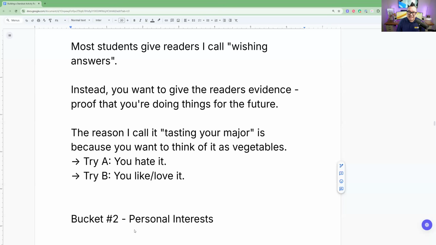So we call it tasting your major on purpose, because I tell students, let's pick a major that you think you may want to do. And again, if they like it, they're going to do more of it. They're going to do more things around that. If your child doesn't like it, that's okay, right? Don't feel like they have to make everything perfect.